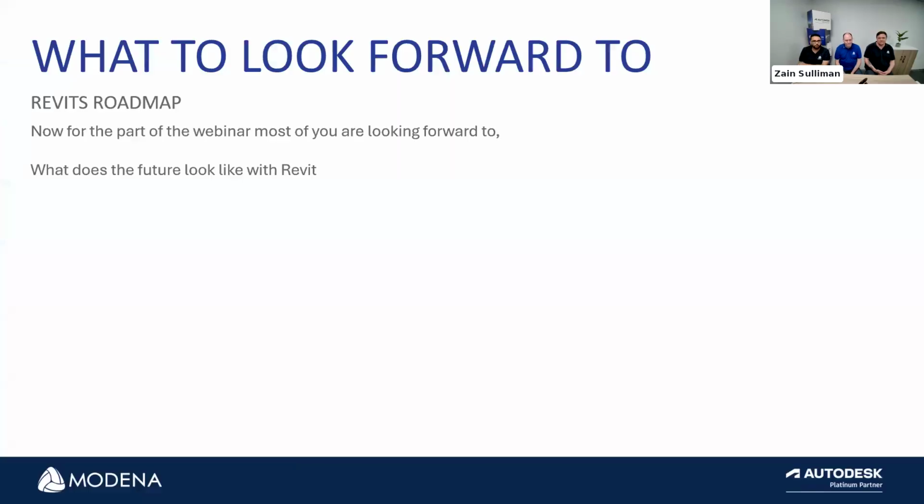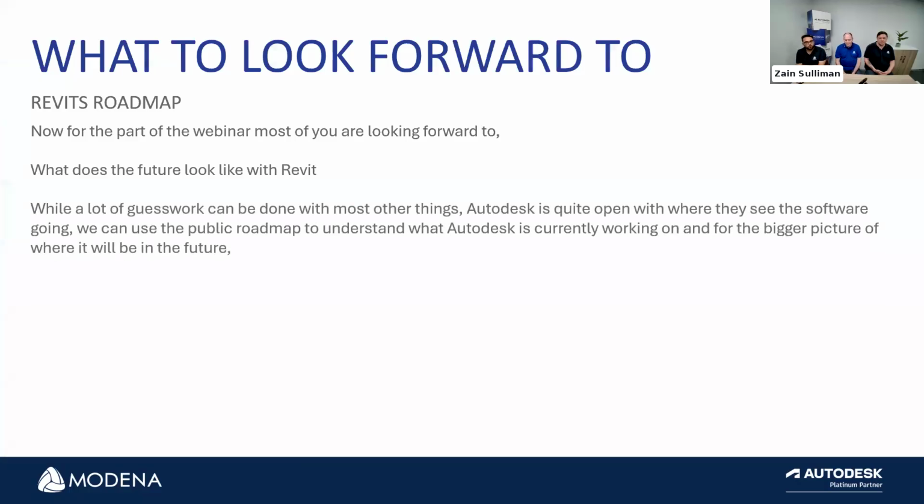So now we get to the point that a lot of people are looking forward to. It's a point in this presentation which wouldn't stress you out as much as excite you, because you're looking at what we're going to be doing. Now, what does Revit look like in the future? A lot of guesswork can be done for a lot of other things, but Autodesk is quite open with their roadmap, where they see the software going and what it'll look like in the future, which is nice. I really appreciate something like that, where we can understand where we're going in the future.